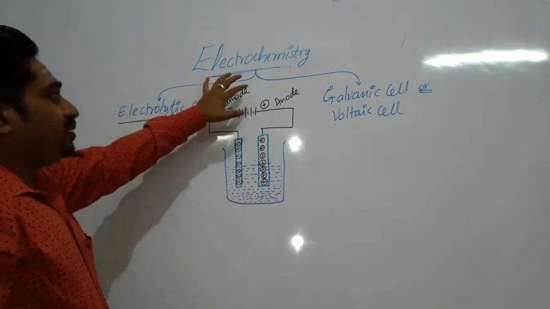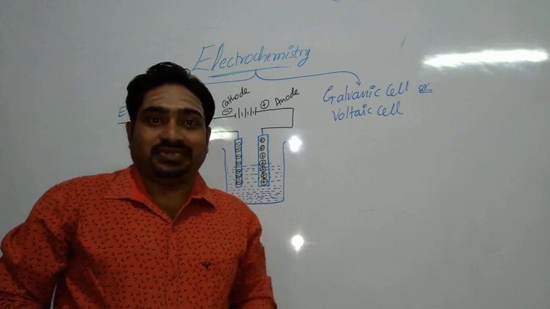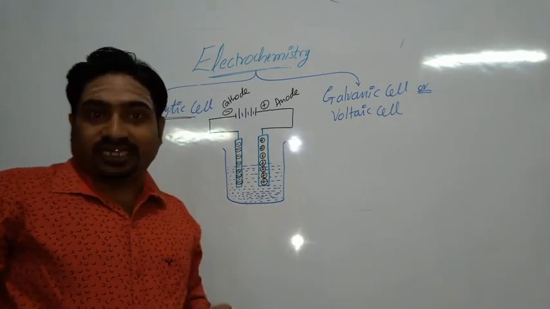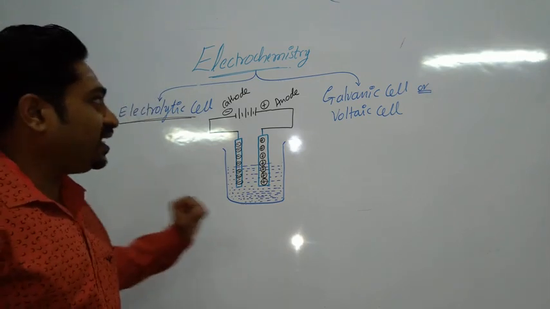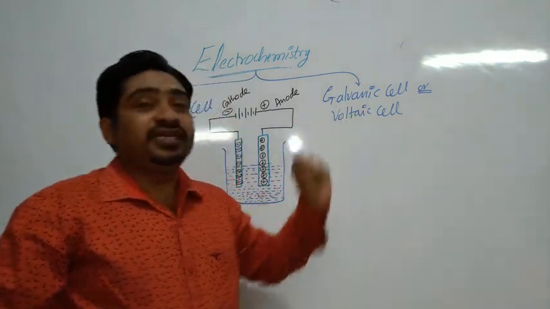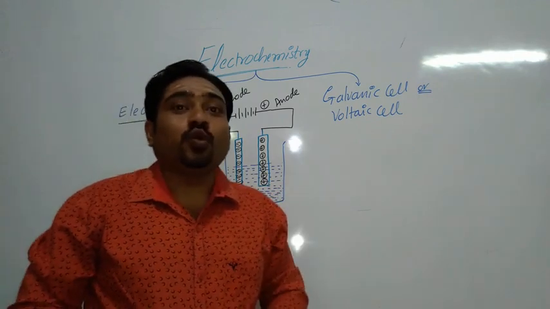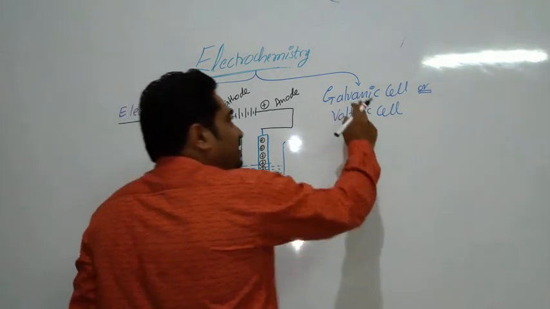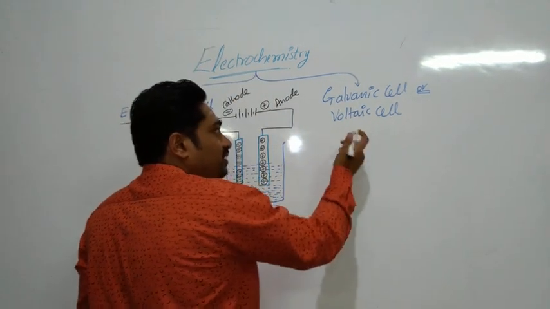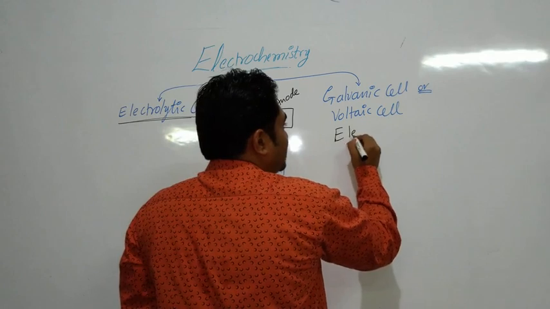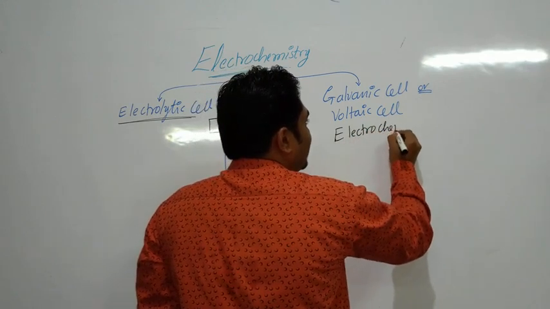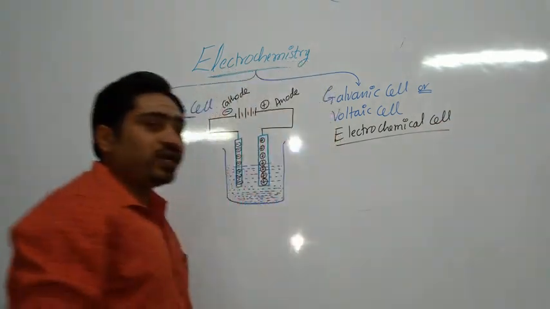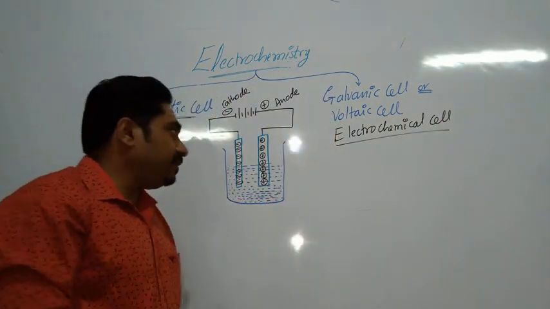Here in electrochemistry we come across two types of cells. The first one is called the electrolytic cell, and the second one is the galvanic cell, also called the voltaic cell. The galvanic cell or voltaic cell is further called an electrochemical cell. Generally they are called electrochemical cells.